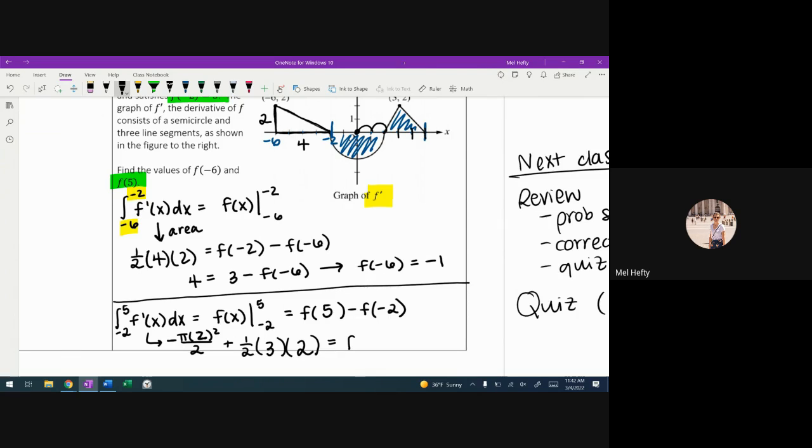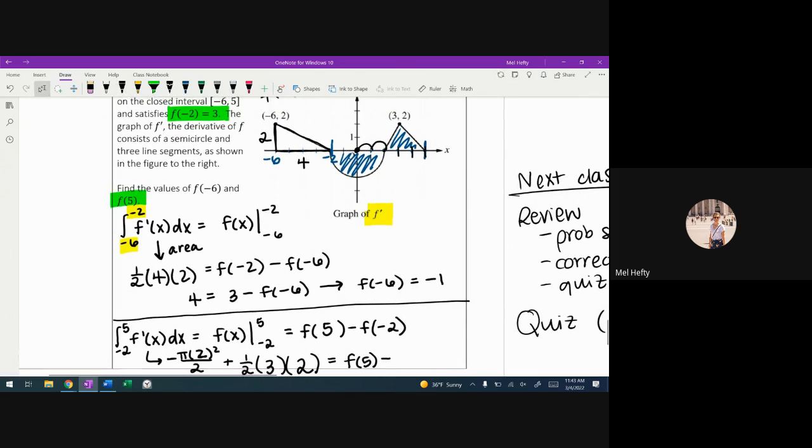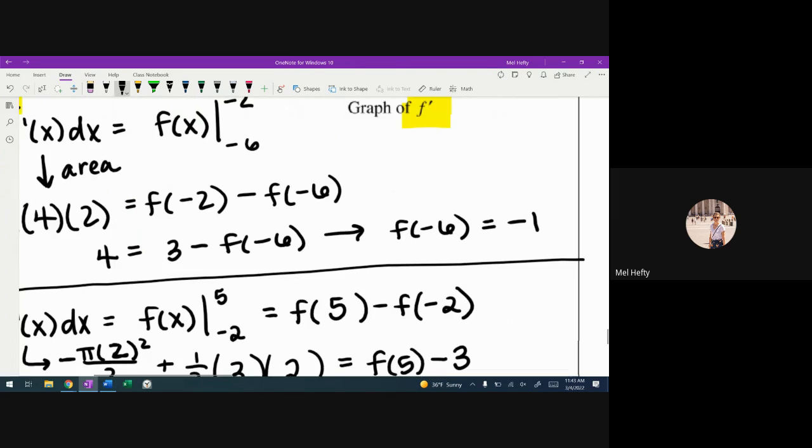All right, f of 5 is what I would like to find this time. And then anyone remember what f of negative 2 was? 3, that's given in the question. If you ever think you need more information, look at the paragraph. It's usually there.